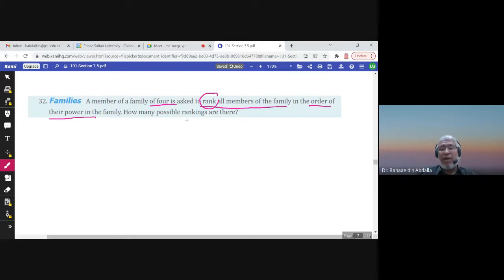How many possible rankings? We have 4 people. We need to rank all of them. So it's really 4 factorial, okay? Or you also can use the fundamental counting principle. The most powerful person in the family could be 1 of 4. Then the second 3, the third 2, and 1.